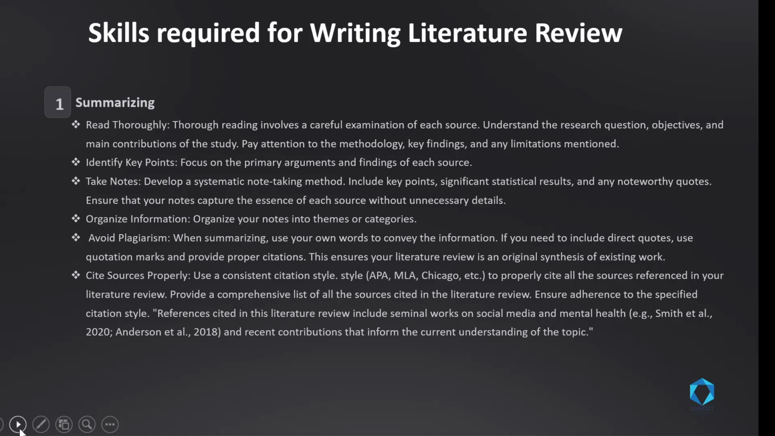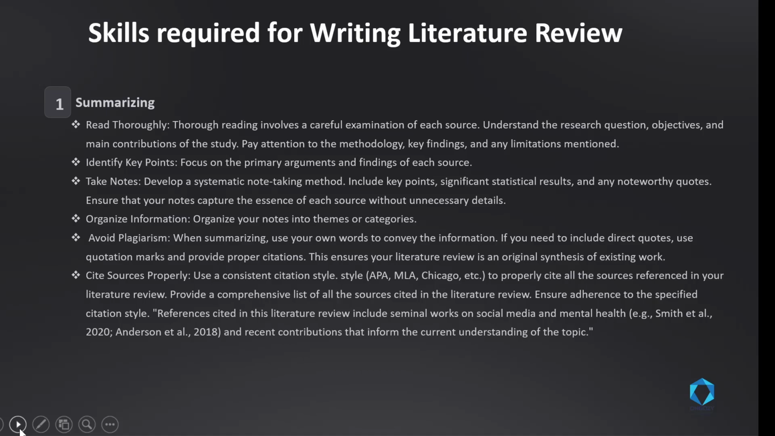You have to have a notebook when you're doing a literature review, because you have to take notes, okay? And it has to be systematic. Write your objectives down. Then identify those things we have talked about: the methodology, the key findings, the limitations from various sources, from various journals. Yes, you have to write your notes. Then organize that information very well.